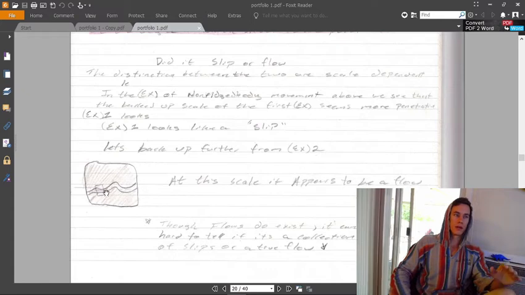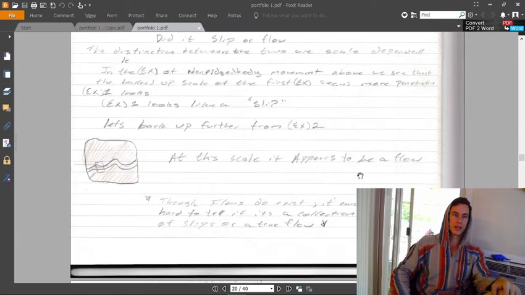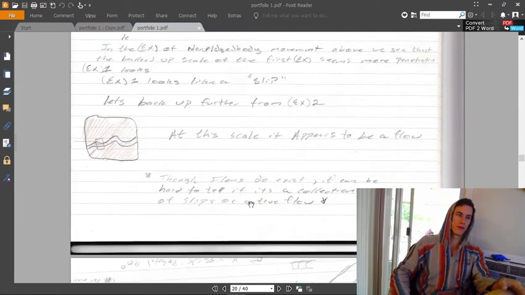And then if you back way up, like if you're on a helicopter and you go way up in the sky, you see it's an entire flowing area. This little box represents where example 2 would be. And at this scale, it appears to flow.